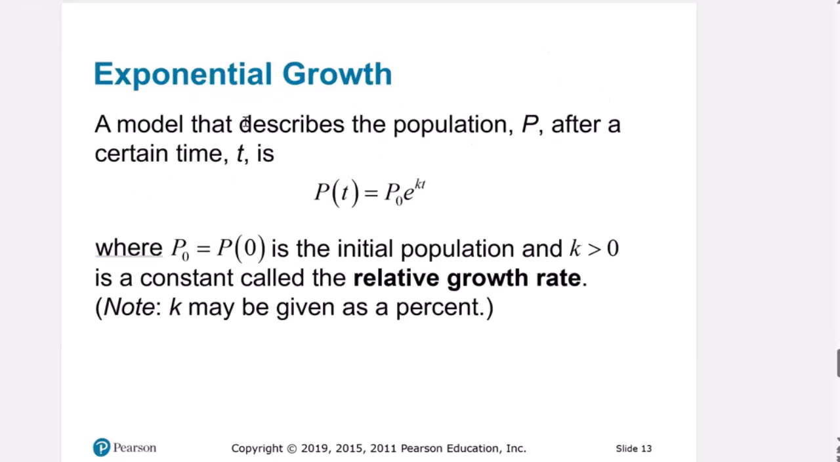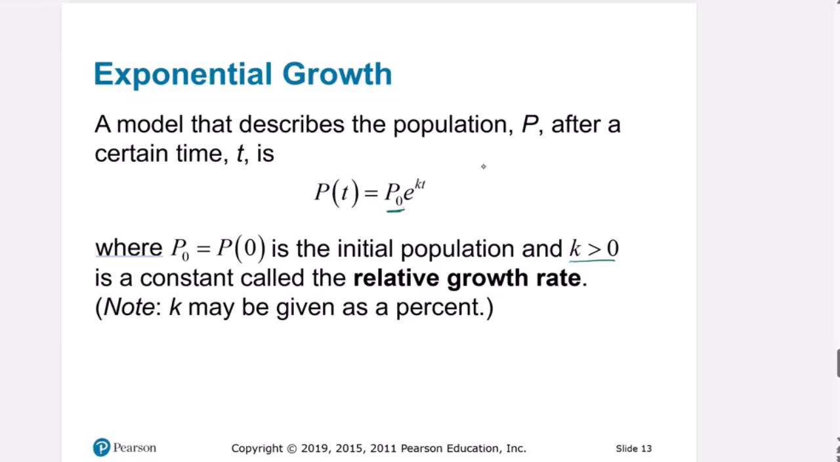Exponential growth. A model that describes the population P after a certain time T is where this P sub 0 is the initial population. So let's say you live in a city and the population is 1 million, or maybe it's 100, depends on what size city you live in. And K is going to be greater than 0. If K is greater than 0, it means my population is growing. If K were less than 0, it would mean my population is shrinking. K could be either one, but we're talking about K is greater than 0.